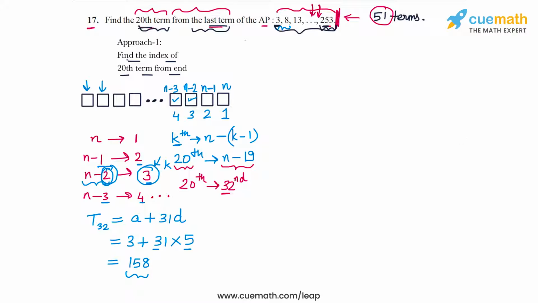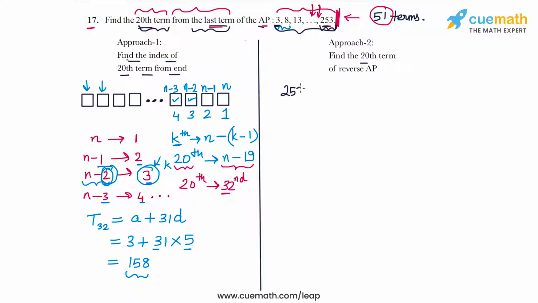Okay, now let's discuss the second approach. In the second approach, we will consider the reverse AP, the AP that is the reverse of this original AP, and then we will find the 20th term of that reversed AP. So the original AP is 3, 8, 13 and so on till 253. So the reverse AP is 253, and then the next term will be 248, because the common difference of this reversed AP will be minus 5, because the common difference of the original AP is 5. And this AP will go all the way up to 13, 8 and end at 3.